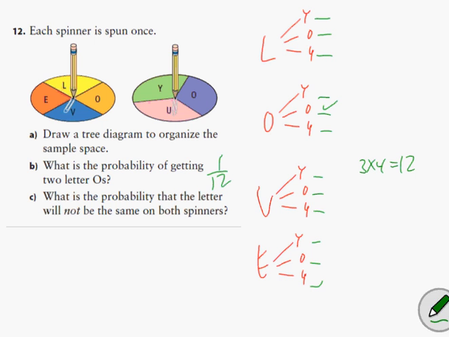Question C says, what is the probability the letter will not be the same on both spinners? So this time, I'll use my red marker. Not the same, not the same, not the same. Is the same. Not the same, not the same. How many are not the same? 11 of them out of 12.